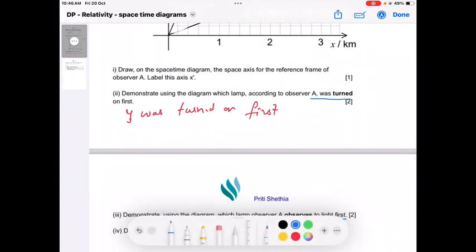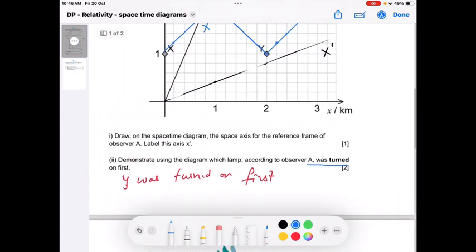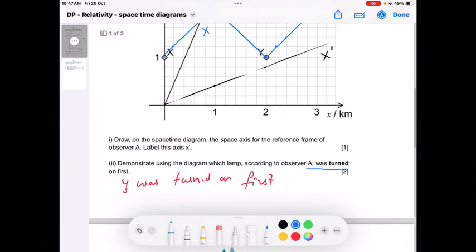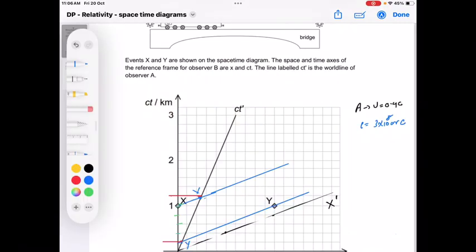So, observer A observes lamp x first, then lamp y. Observer A observes lamp x first. Even though both were simultaneous from B's frame of reference, y was turned on first from A's frame of reference, but A will observe lamp x first.